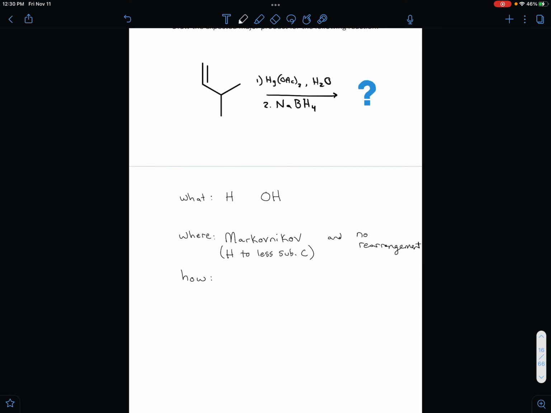And then how is it going to add? Again, you'll just have to worry about whether you have a chiral center or not. If you form a chiral center, then you will have a racemic mixture. That's a 50-50 mixture of the two enantiomers. So 50% R, 50% S.